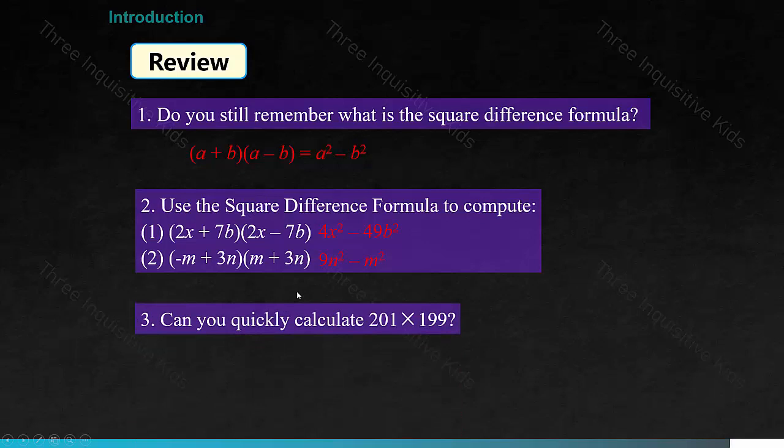Now I want you to pause the video and see if you can quickly calculate 201 times 199. Well, in order to do that, you can rewrite 201 as 200 plus 1, and you can rewrite 199 as 200, you guessed it, minus 1. And then now, having this expression, we could quickly use the square difference formula to help us calculate, instead of directly multiplying these two large numbers together.